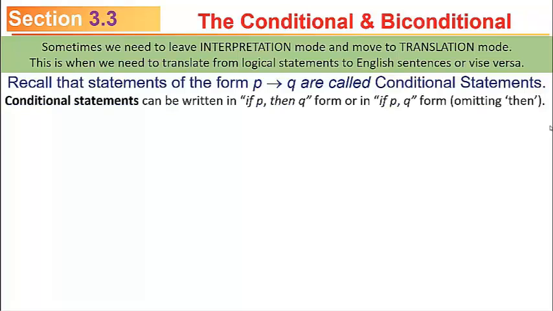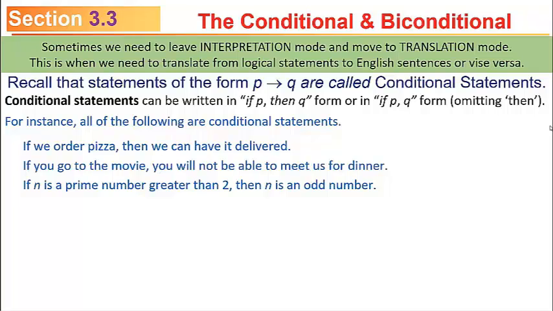Conditional statements can be written in the form if P then Q. Sometimes the word then is left out. If P, comma Q. It just means that in English language sometimes you leave out the word then, but it's understood to be there. For instance, all the following are conditional statements. If we order pizza, then we can have it delivered. If you go to the movie, you will not be able to meet us for dinner. If n is a prime number greater than 2, then n is an odd number. You don't actually have to have the word then in there for it to be understood to be there.